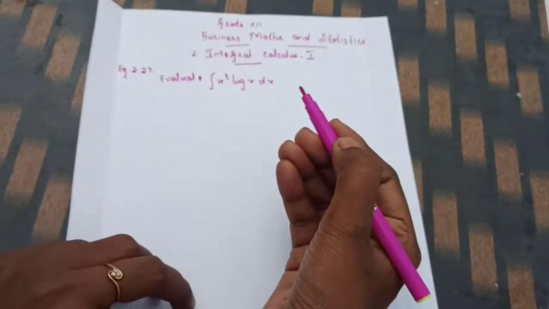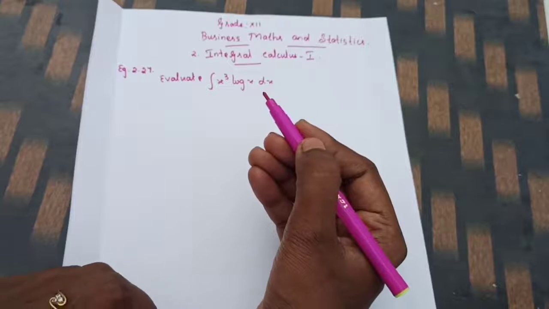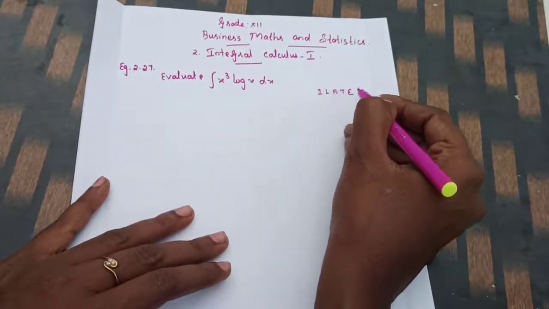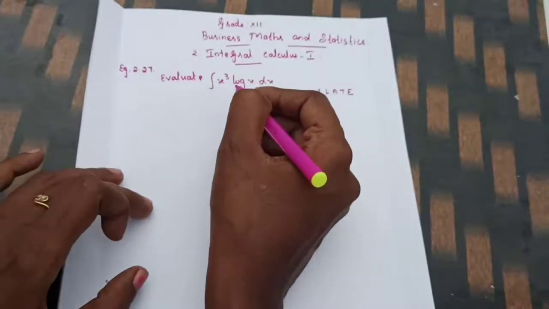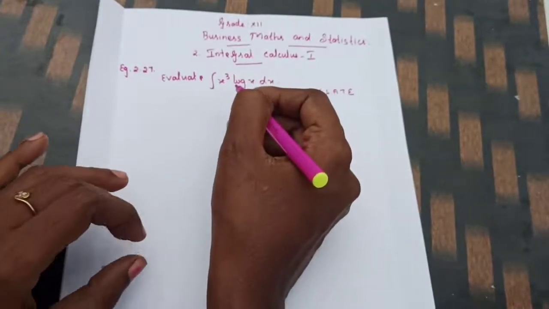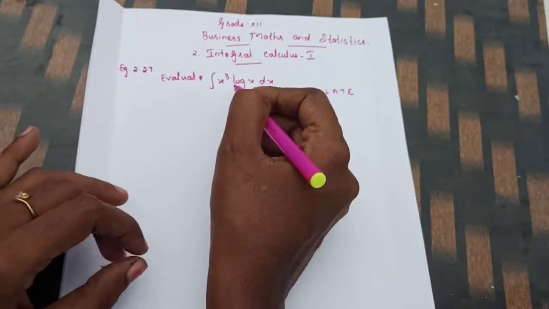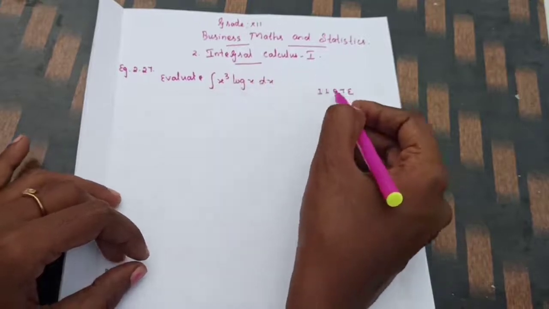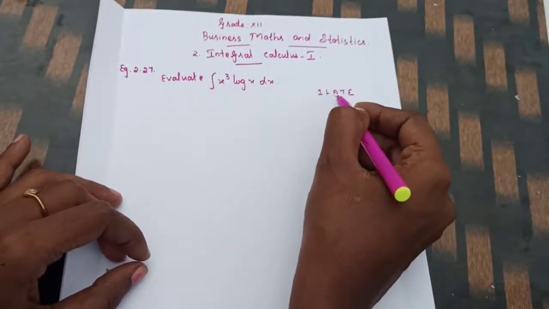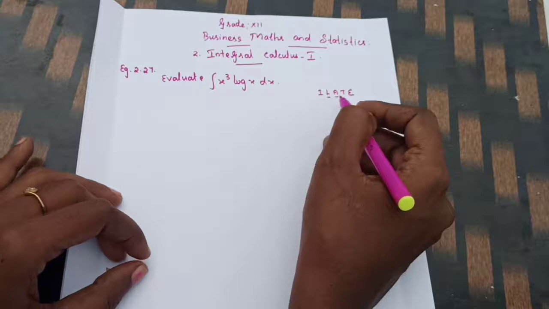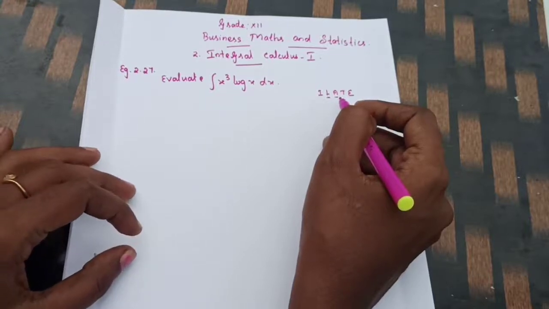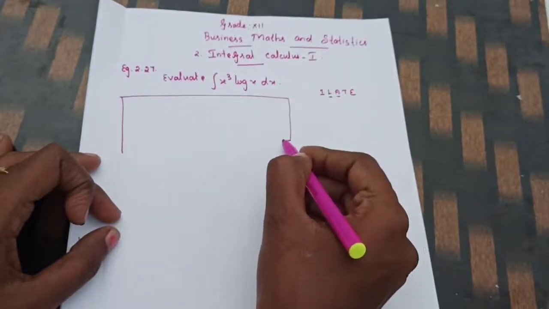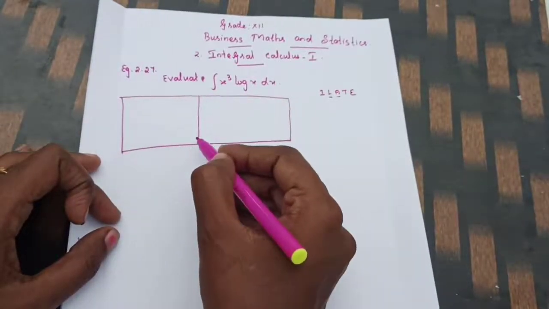So in our last class I explained ILATE. First we need to write the ILATE here. Here two functions are there: x cube is one function, log x is one function. From the ILATE you need to choose u and dv first. x cube is an algebraic function, log x is a logarithmic function, so the logarithmic function will come first. When you are taking u, you need to take log x first. I am putting the tabular column here.